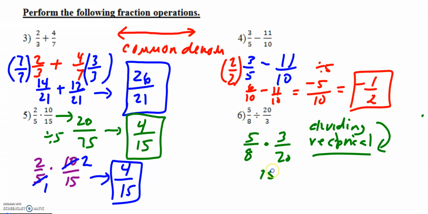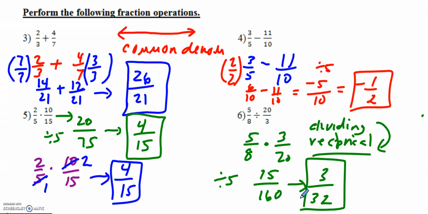5 times 3 is 15. 8 times 20 is 160. And funny enough, for the third time on these problems, I know that both of these are divisible by 5 because it ends in 5 or 0. So 15 divided by 5 is 3. 160 divided by 5 is 32. So that, I think, is going to be my final answer.